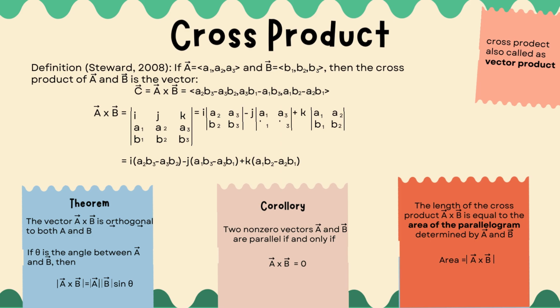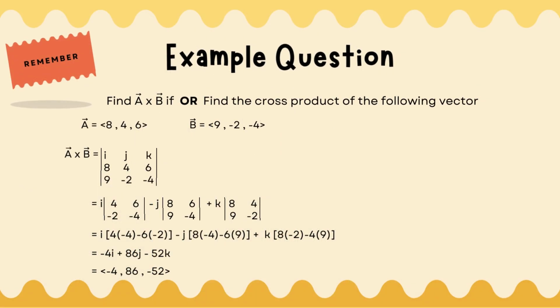And lastly, the length of the cross product A times B is equal to the area of the parallelogram determined by A and B, which is area equal to magnitude of A times B. So, for the first example, if the question asks you to find A times B, or find the cross product of the following vectors, A equal to 8, 4 and 6, B equal to 9, -2 and -4, we just need to make sure that we substitute the vector into the formula that was given in the previous slide.